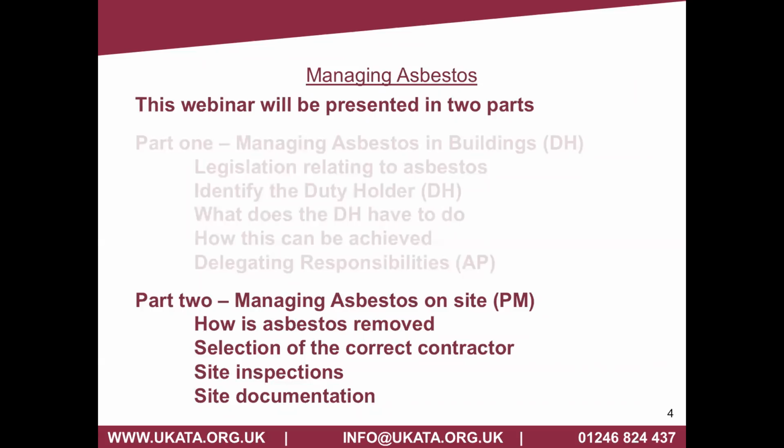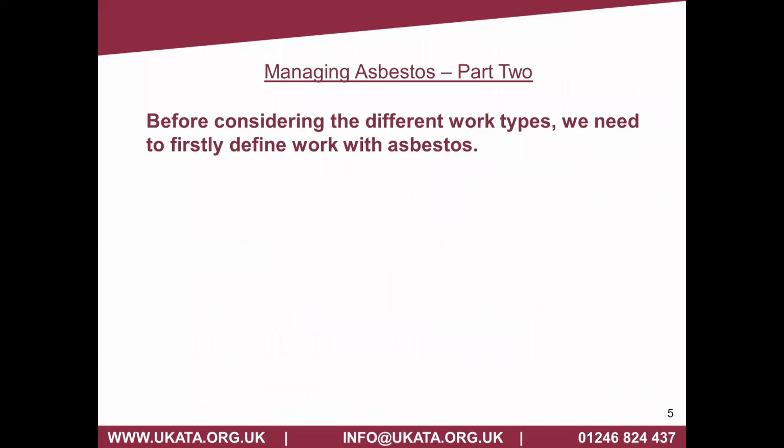So we're going to be looking at how it's removed, the selection of the contractor, which is very, very important. If we get the right contractor, then of course that will help the project out. Quick look at site inspections, and then certain documentation that you need to be looking for, and obviously asking from the contractor. Now, before we consider different types of work with asbestos, we need to define what we mean by working with asbestos.